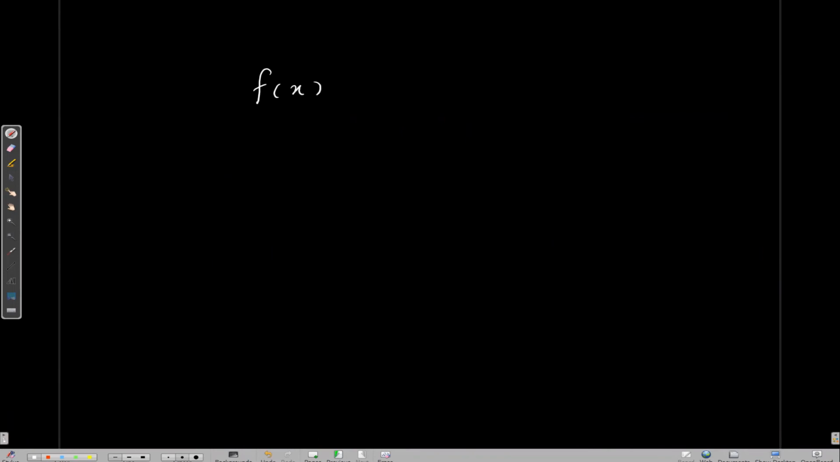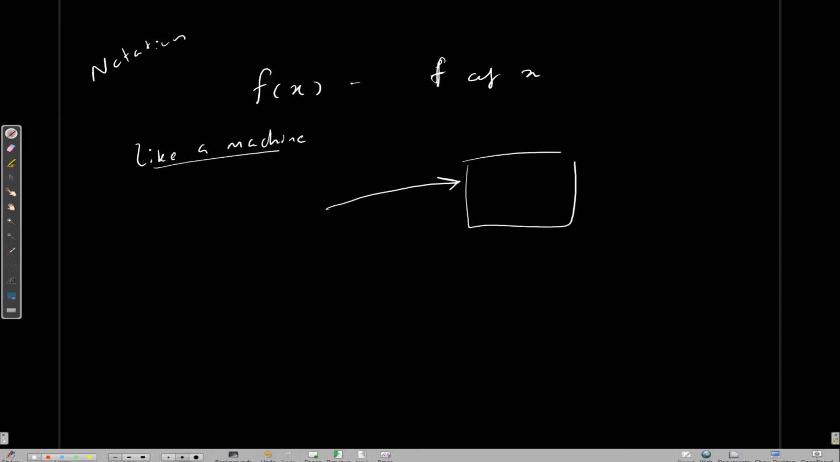We normally use this notation for functions. So this is notation, and we read it as f of x. Sometimes we call it fx, but f of x is the correct way of saying it. The function is like a machine. For example, say you have this machine, you put in your x, and what comes out is f of x, because the function is f.